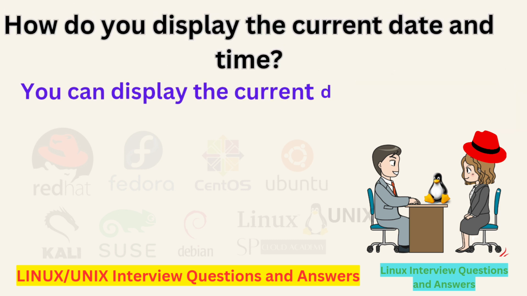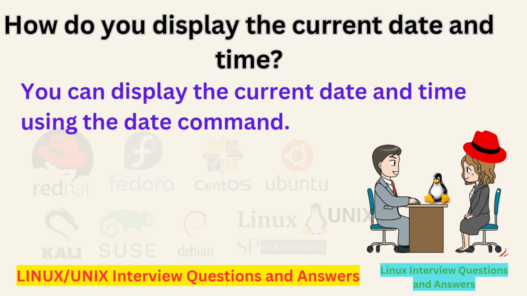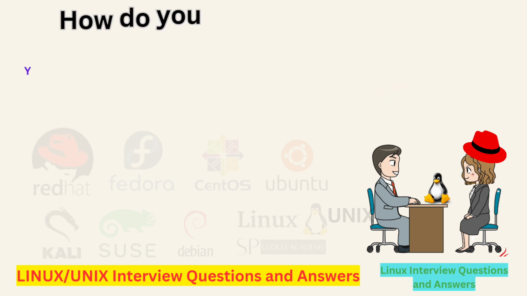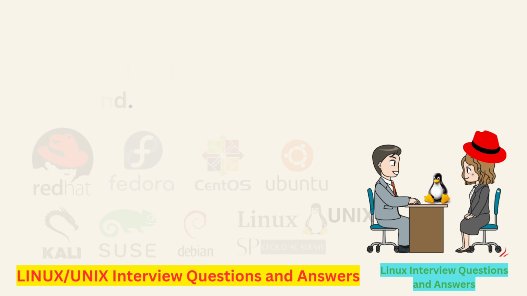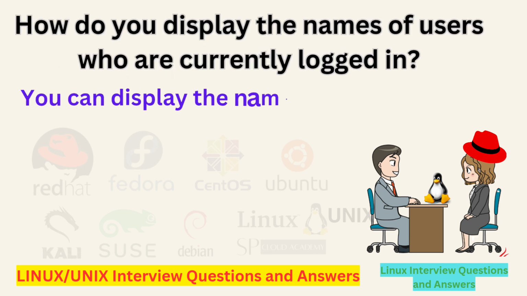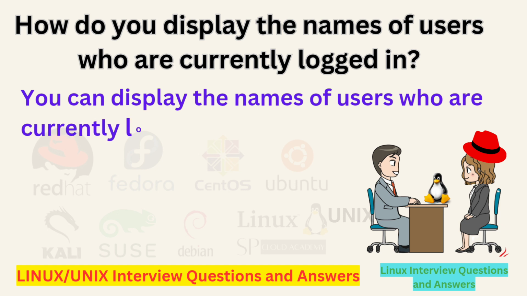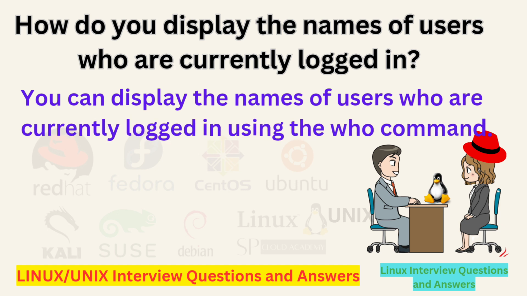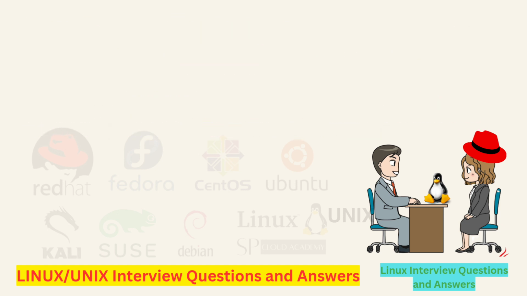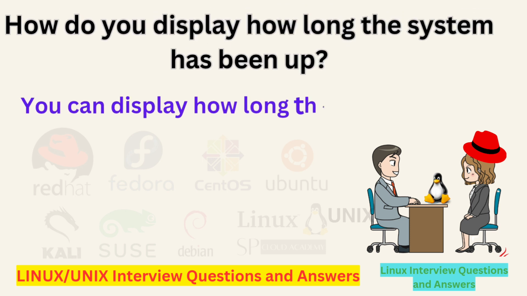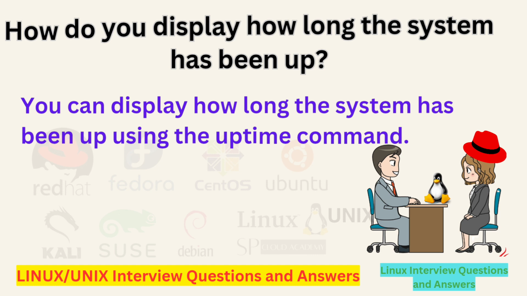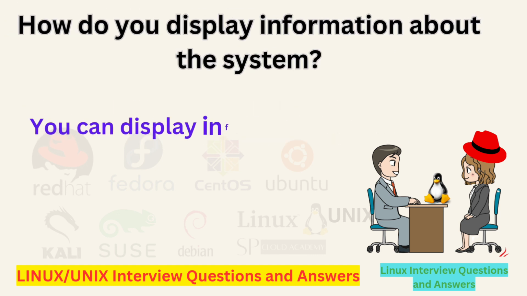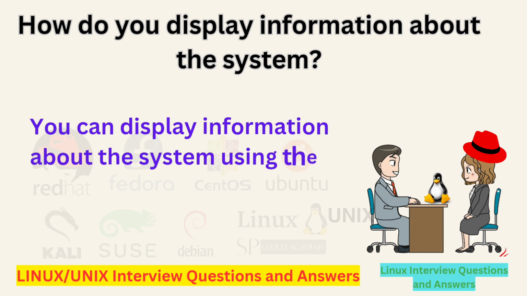How do you display the current date and time? You can display the current date and time using the date command. How do you display a calendar? You can display a calendar using the cal command. How do you display the names of users who are currently logged in? You can display the names of users who are currently logged in using the who command. How do you display how long the system has been up? You can display how long the system has been up using the uptime command. How do you display information about the system? You can display information about the system using the uname command.